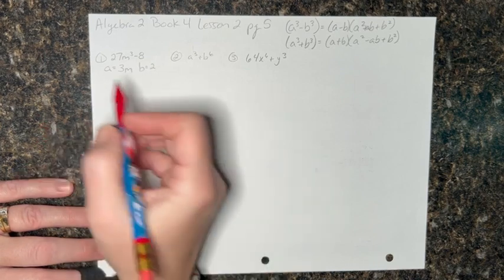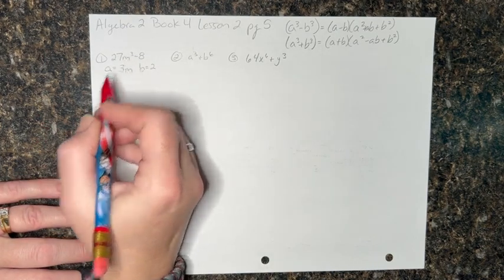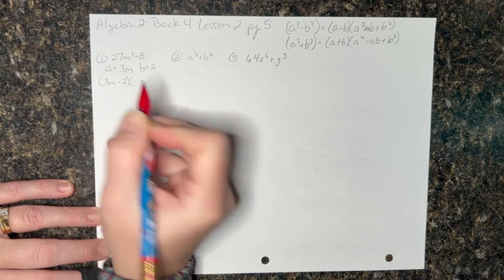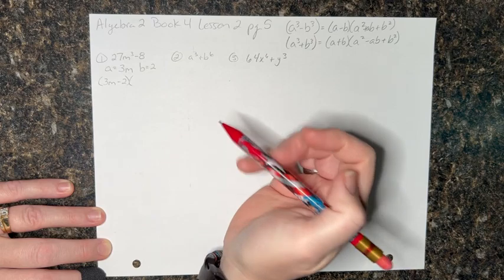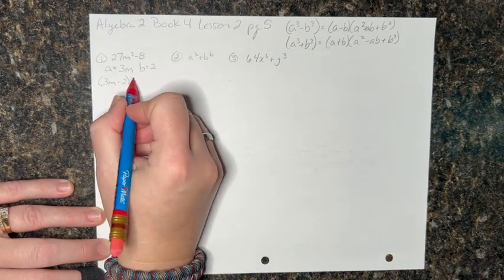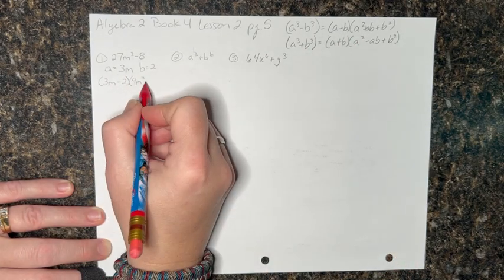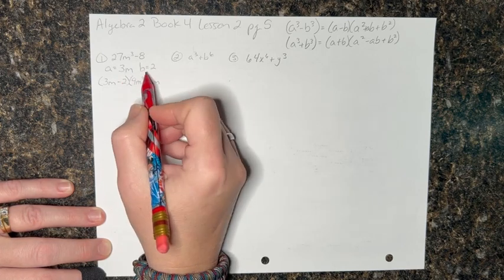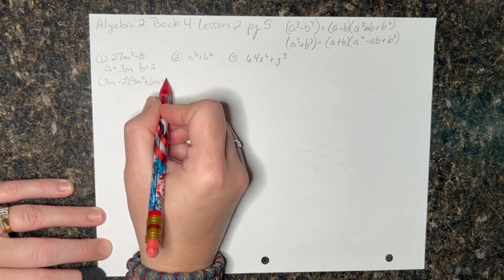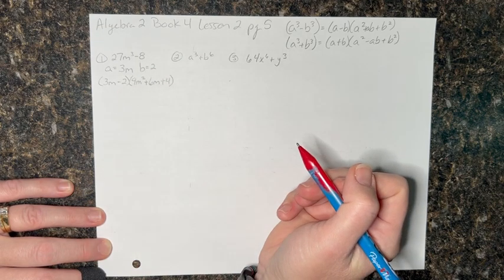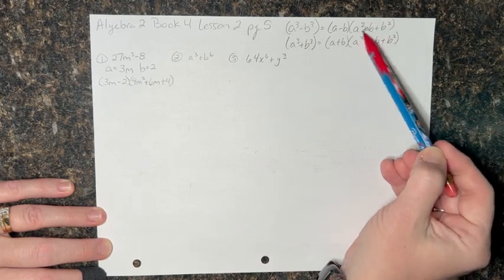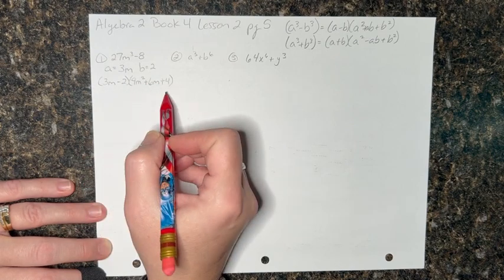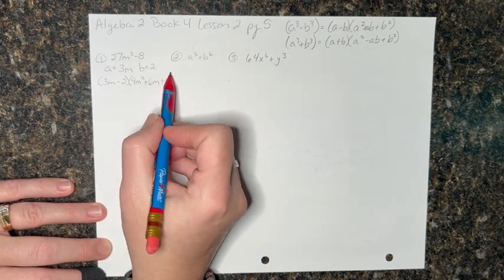So now, how do I write this? This is a difference, so I'm going to write a minus b times the quantity a squared, which is 9m squared, plus ab, or 6m, plus b squared. Just following this pattern right here. I know I got a little messy, but following that pattern right there, that is our factor.